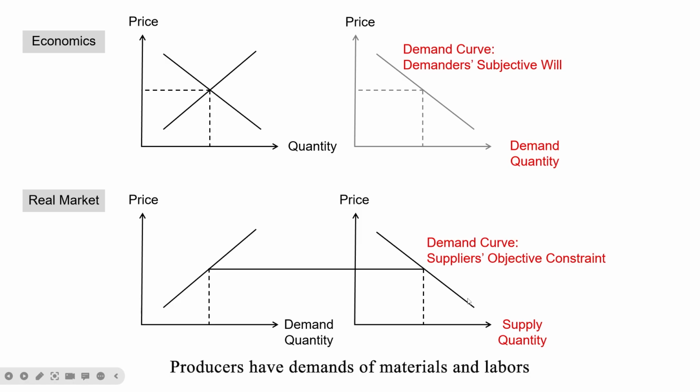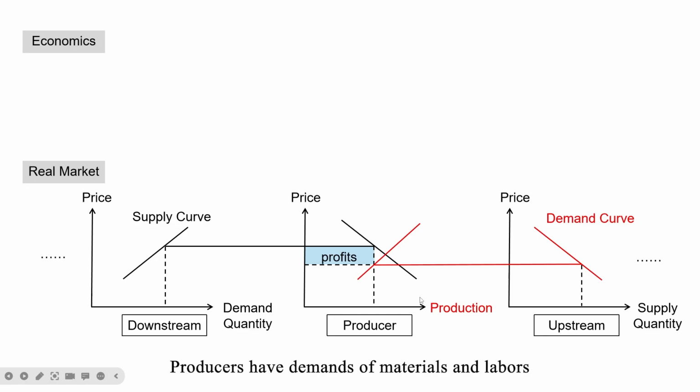equilibrium point. Producers have demands of materials and labor from upstream suppliers, and supply products to downstream demanders, which connects upstream and downstream markets. Put producers' demand curve and the supply curve together. Given production quantity, the incomes and costs are determined, so the profit of the producer is determined. These incomes, costs, and profits happen in one accounting period, and tell the managers how much they will earn in each period if they keep the corporation running at current status.